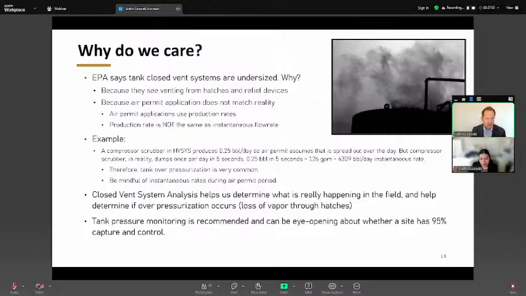A little example: a compressor scrubber in HYSYS or ProMax might show that it produces just a quarter barrel a day, so the model spreads that production over the entire day. But in reality, this scrubber dumps for 5 seconds. It dumps all of that production, that quarter barrel. And so for those 5 seconds, the tanks are actually seeing 126 GPM in this example, which would be equivalent to over 4,000 barrels a day of an instantaneous rate. And that's really what we care about, that instantaneous rate going to your tanks.